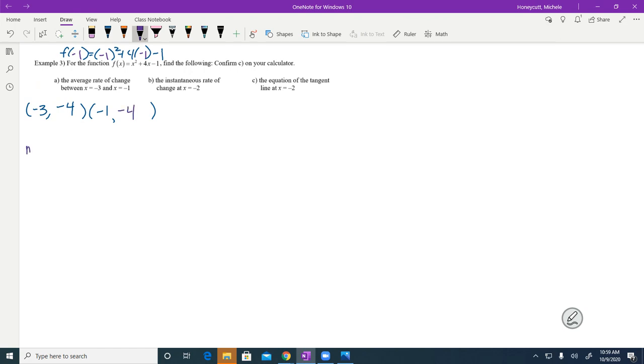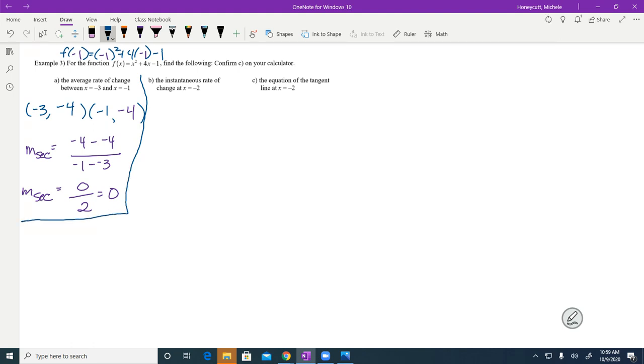So then to find the slope of my secant line, I'll do y2 minus y1, -4 minus -4 over -1 minus -3. So the slope of my secant line, -4 minus -4 is 0 over -1 plus 3 is 2. And 0 divided by 2 is 0. So the slope of my secant line is 0. Now, here's the big part.